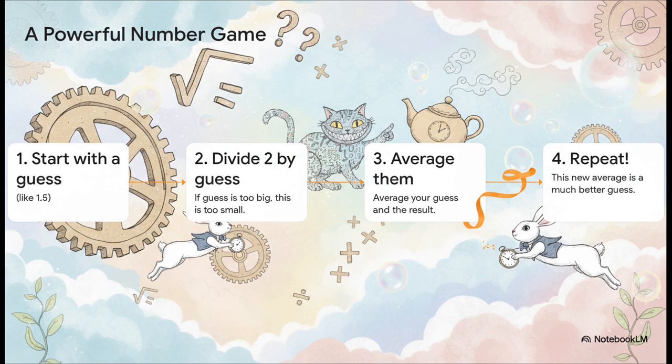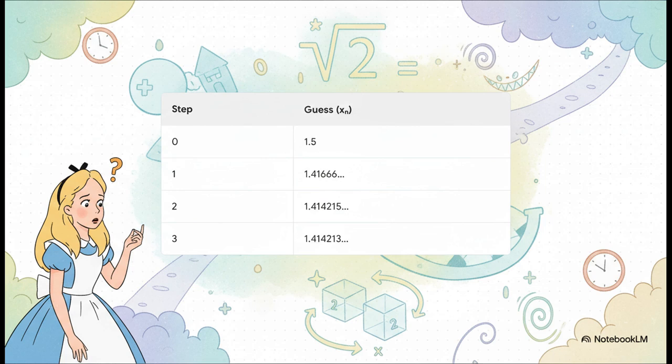You can think of it like a number game. You start with any guess, let's say 1.5. Now, if your guess is too big, then 2 divided by your guess is going to be too small. So what do you do? You just average those two numbers, and that new average becomes your next much, much better guess. Then you just do it again. And just look at how ridiculously powerful this is. We start with our rough guess of 1.5. After just one step of dividing and averaging, we jump all the way to 1.41666, which is already super close. You do it again, and you get a number that is astonishingly close to the real answer.